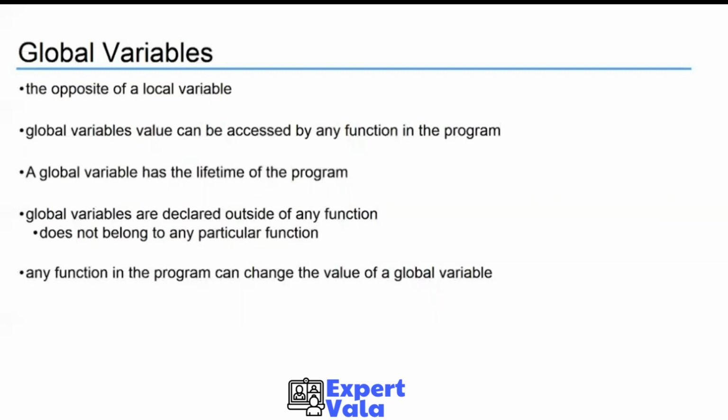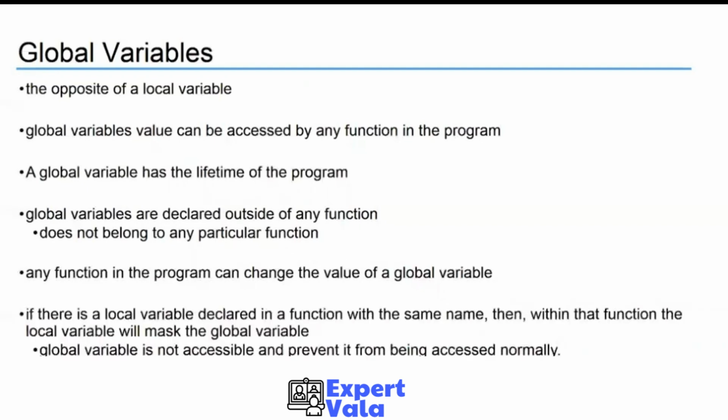If there is a local variable declared in a function with the same name as a global variable, then that function will use the local variable. It will mask the global variable. So if you have a global variable named x and you have a local variable named x inside of a function, the local variable is going to take precedence. It's not going to modify the global variable's data. If you assign to that variable, it's only going to modify the local variable.